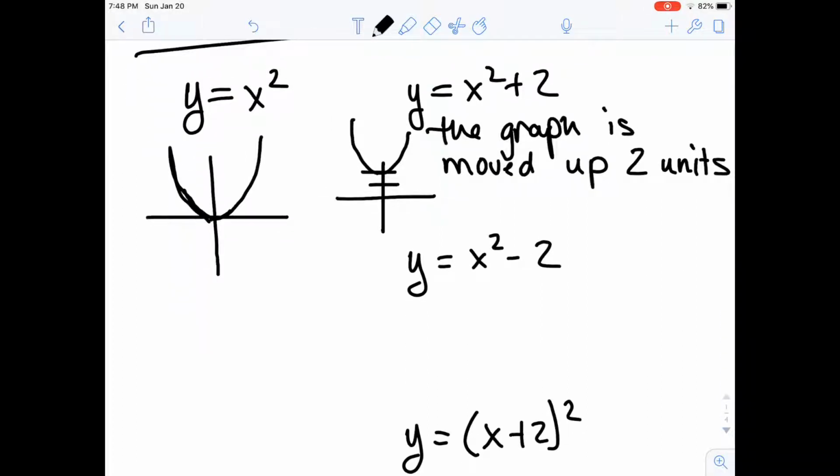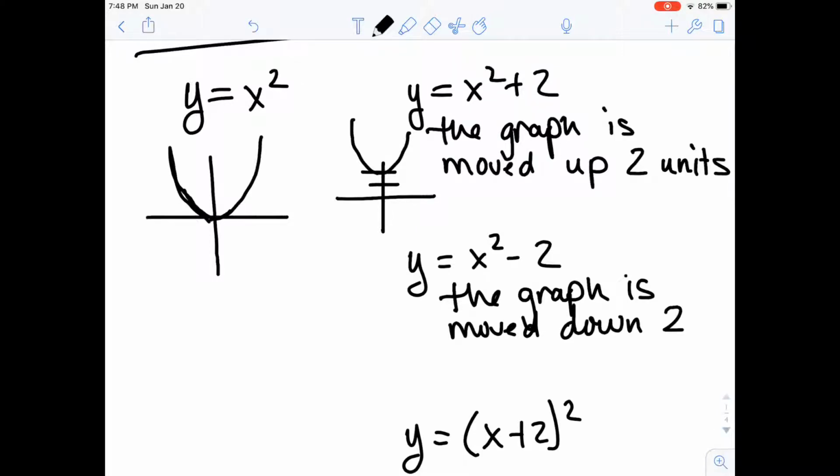On the flip side, if you have y equals x squared minus 2, the graph is moved down 2 units. The picture should look something like this. Now the minimum is at y equals negative 2. That makes sense: plus something you move up, and minus something you move down. It's very intuitive, right?